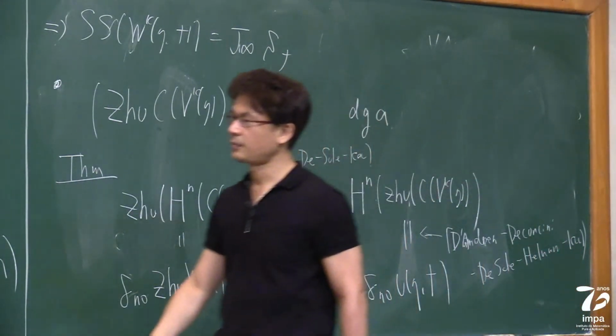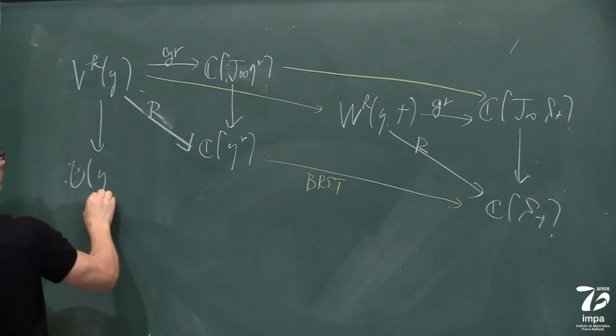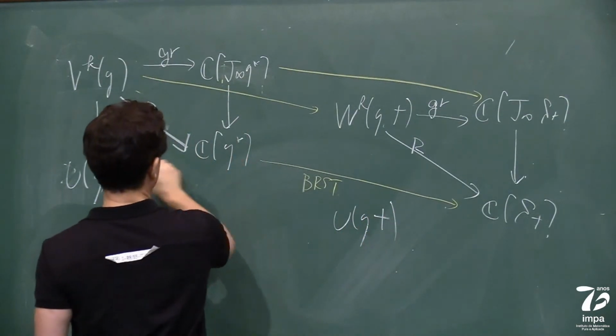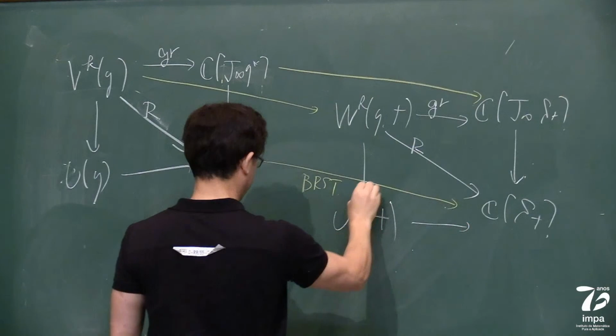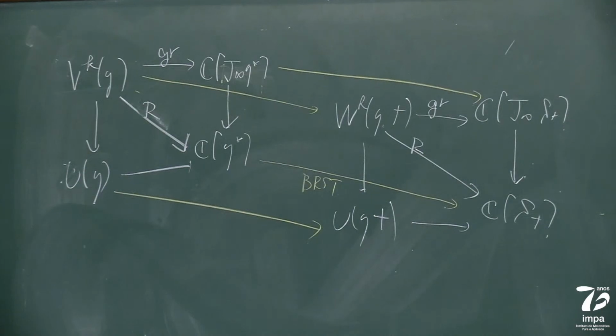So again, the diagram for the Zhu's algebra also commutes. So we conclude that everything commutes in this correspondence. So this is a very nice construction of a vertex algebra.